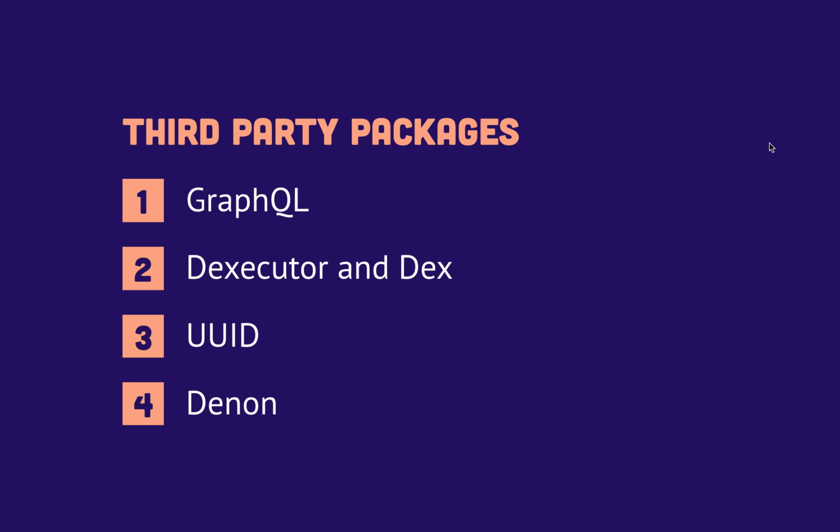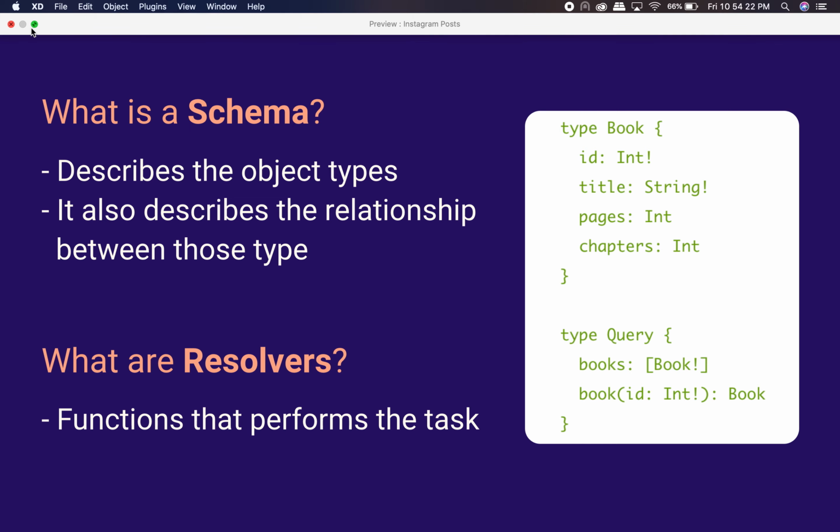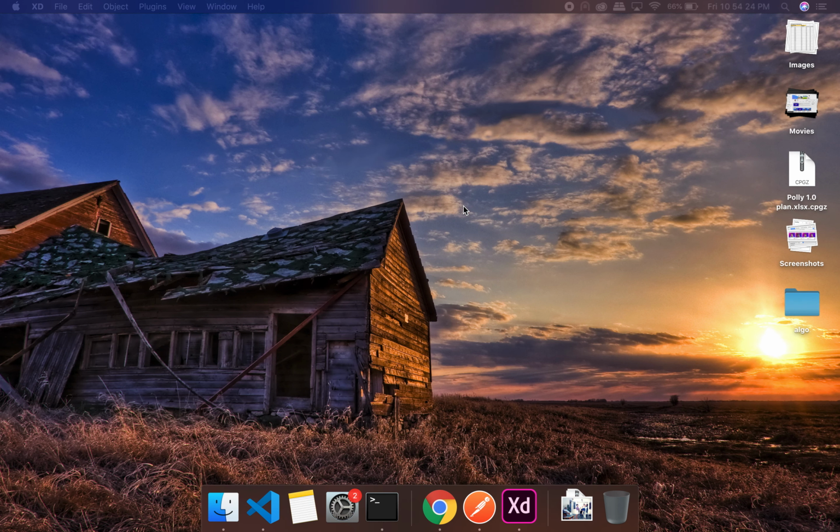And the fourth one is a very important one, Denon. It's important just for us to not keep restarting the server every time. If you have used Node, you might have used Nodemon, and Denon is similar to Nodemon. We'll discuss schema and resolvers when we get to that part. But yes, this is the whole project, and let's see what happens when we start.